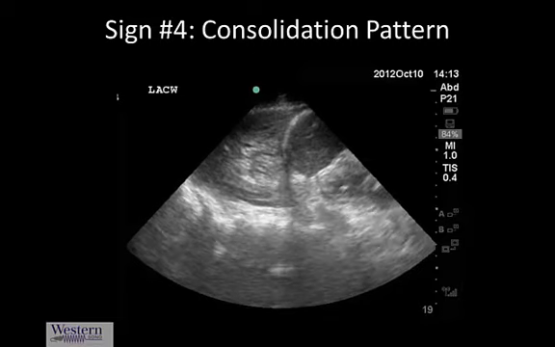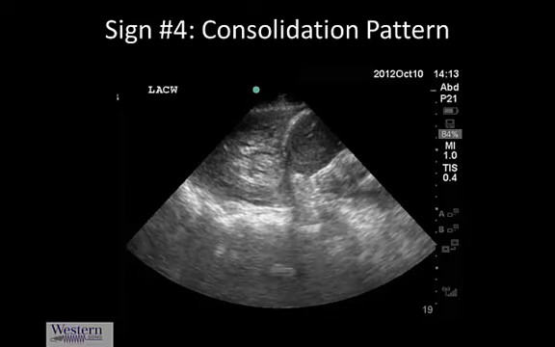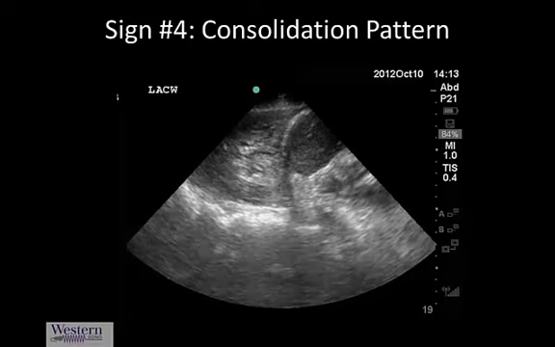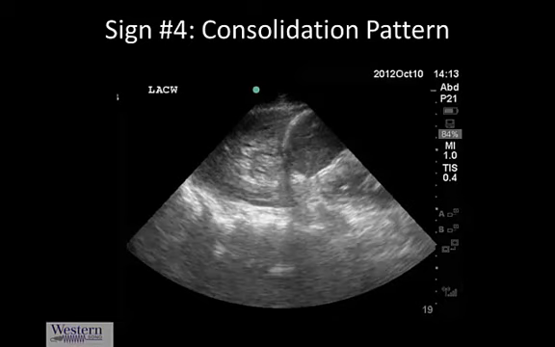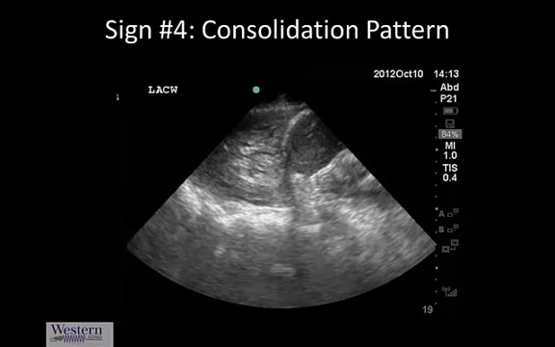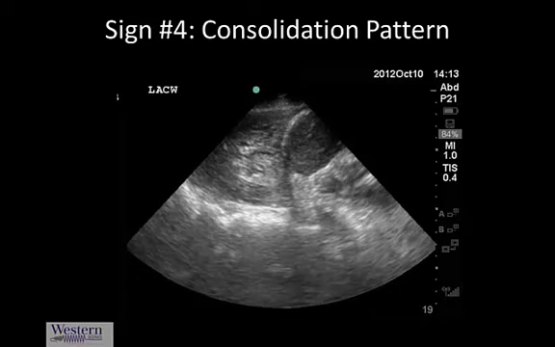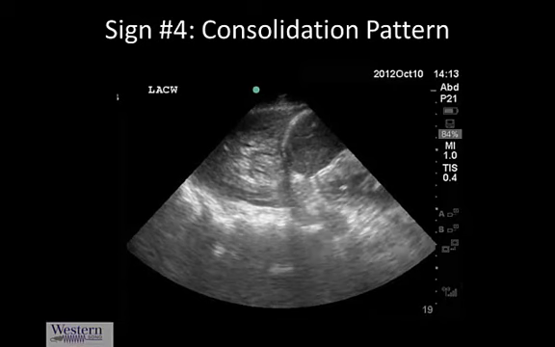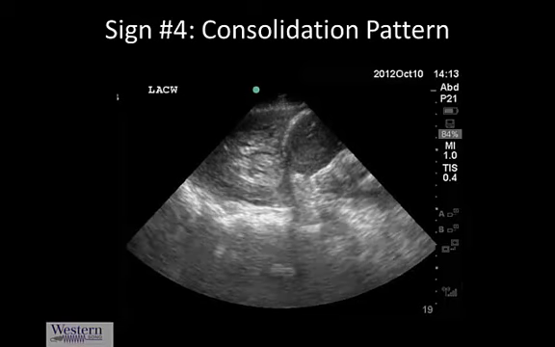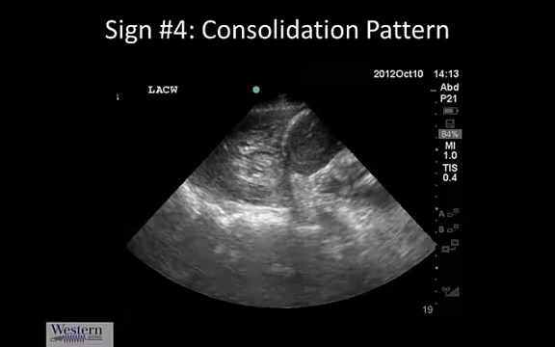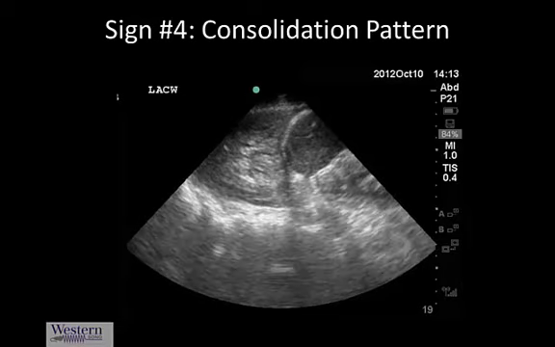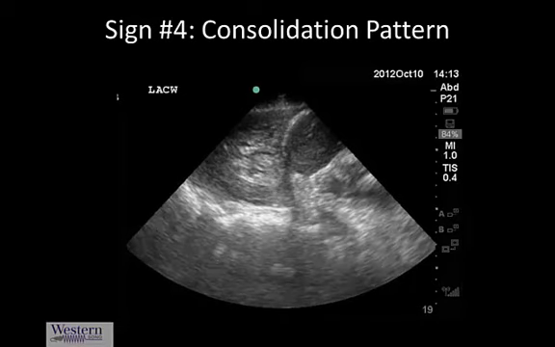Now, the etiology of consolidation is the de-aeration of that lung, whether it's complete atelectasis or if it's pneumonia that has replaced the air with fluid and pus, is a matter of clinical correlation. And there are some ultrasound signs that many will speak of that can help you distinguish between them, including dynamic air bronchograms. We're not going to get into that today.